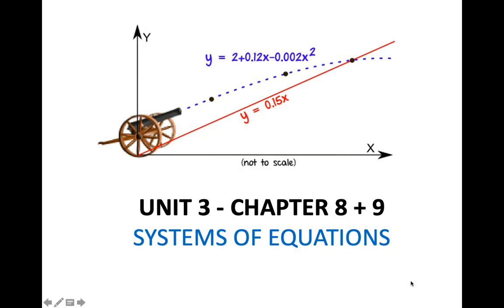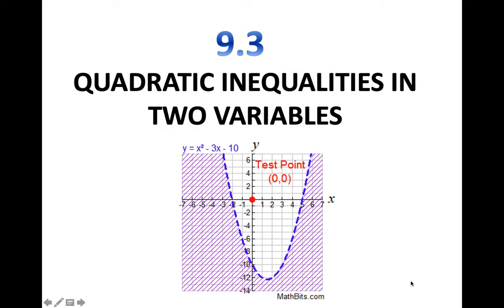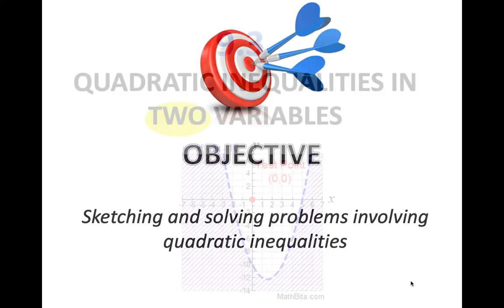Here we go. We've been working our way through Unit 3, which involves chapters 8 and 9, where we're looking at the systems of equations. And today we're looking at section 9.3, where we talk about quadratic inequalities in two variables. And notice that that's different from our last lesson, which was one. So now it's back to the two variables. So we'll be looking for solution regions now.